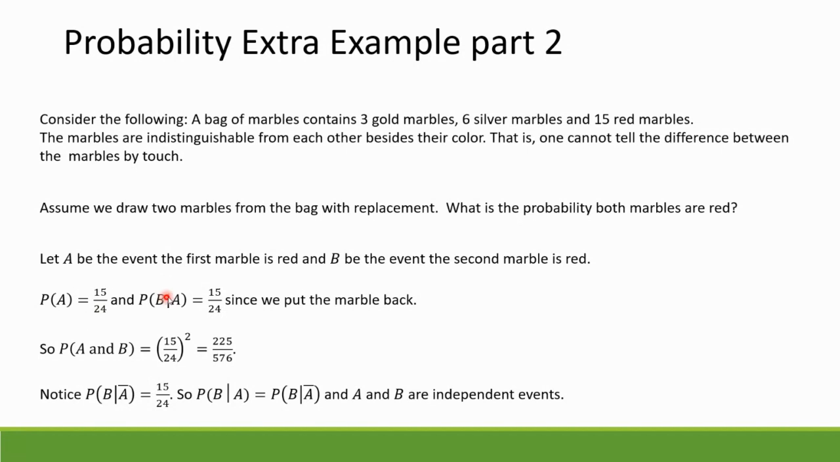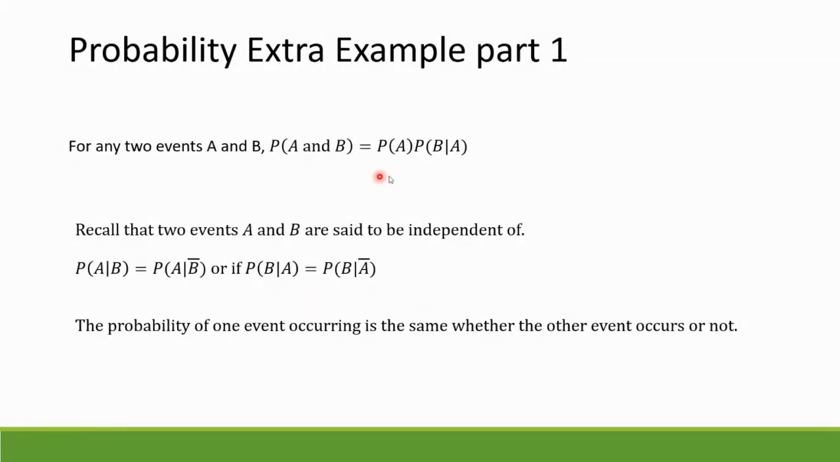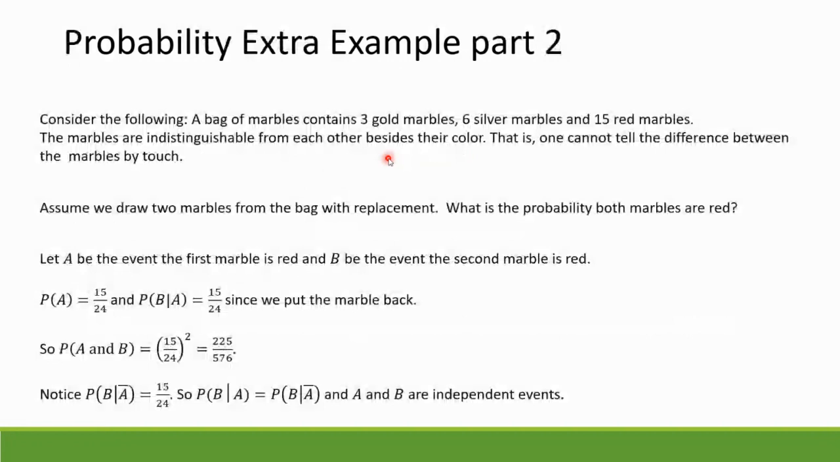What about the probability of B given A? Remember, we're trying to find the probability of A and B. That's what we want to know, and this is what we have to calculate. So the probability of B given A: in other words, given that the first marble was red, what's the probability that the second marble is red?